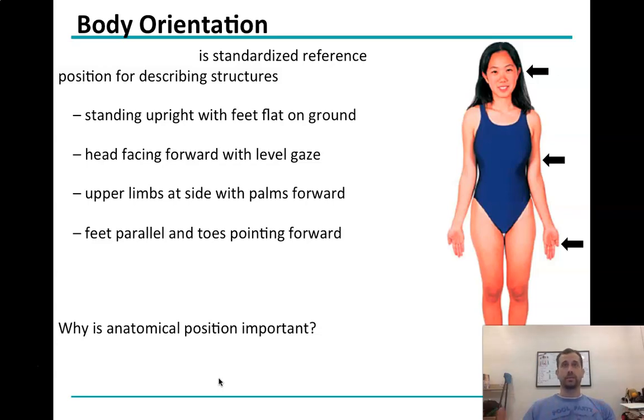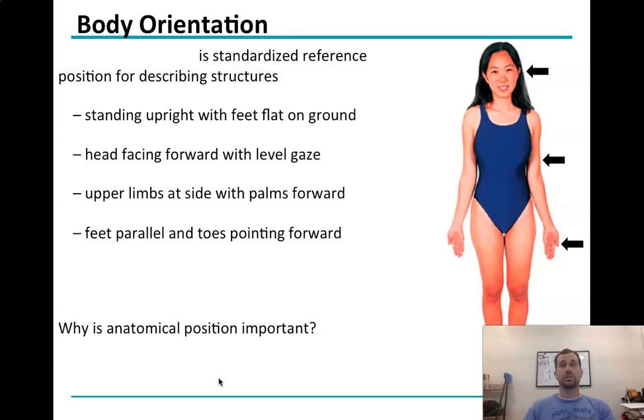Think about this. How would you describe where your hand is relative to your elbow? Are you confident that other people will clearly understand what you're talking about after that description? And so, in order to allow for that understanding across disciplines and different researchers, certain terms are used to maintain consistency in how we refer to different body parts. And we're going to learn how to put those terms into action in this video.